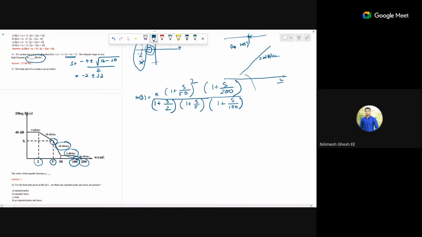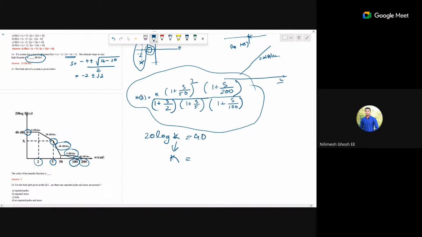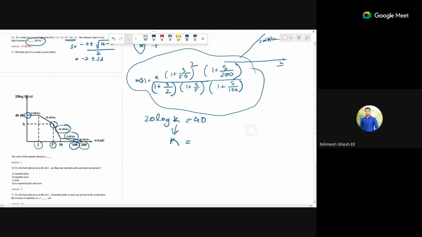So this is the transfer function. Now how can you find this k? At this frequency, 20 log k will be 40 dB. You can get the value of k here. Okay, you can get the k value from this relation.